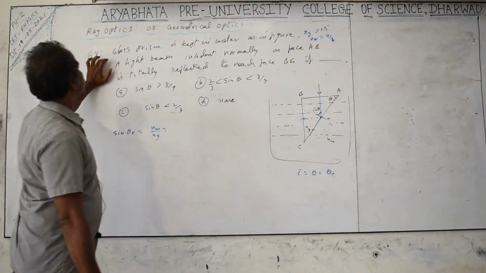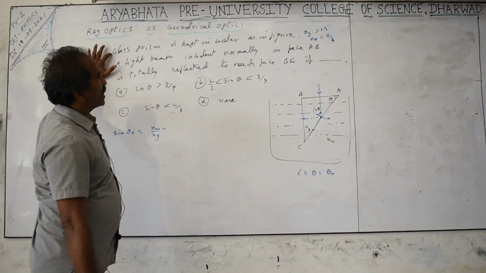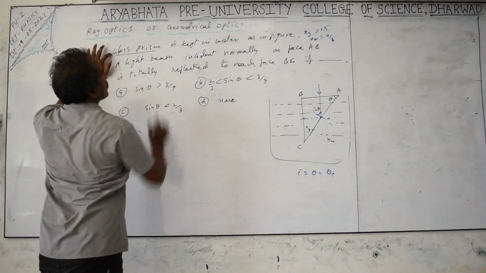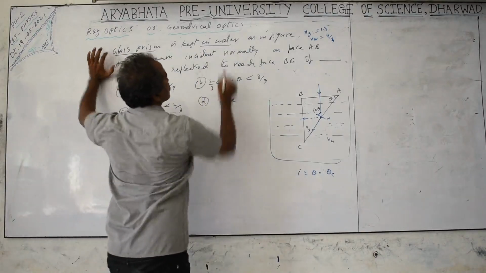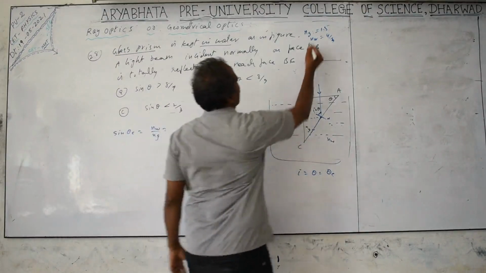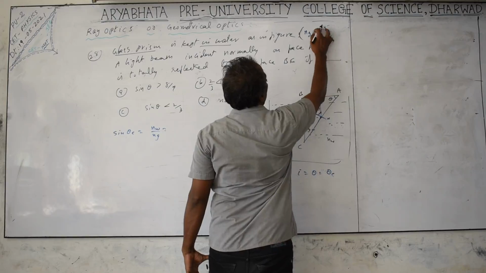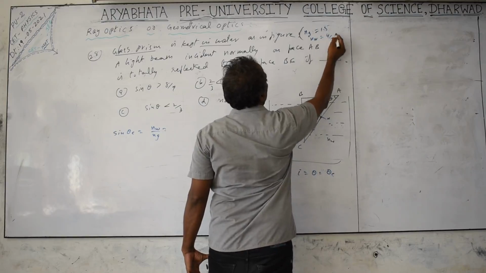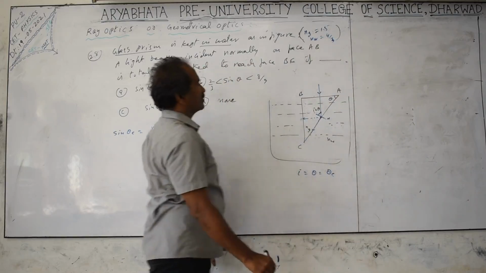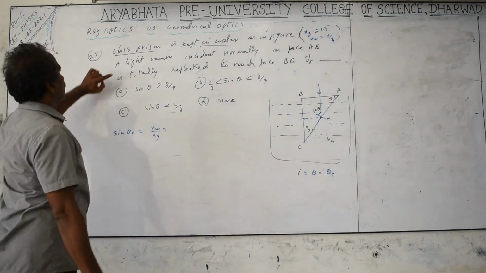28th question. A glass prism is kept in water, as in the figure. The refractive index of the glass is 1.5 and the refractive index of the water is 4/3, meaning 1.33. 1.5 you can write as 3/2.